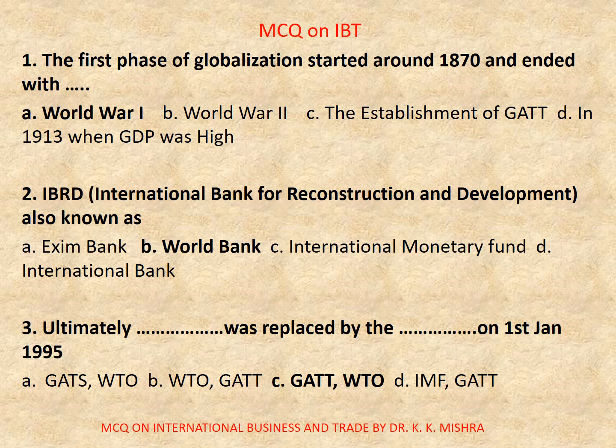Question number 1. The first phase of globalization started around 1870 and ended with, options are A. World War I, B. World War II, C. The establishment of GATT, D. In 1913 when GDP was high. Correct option is A. World War I.